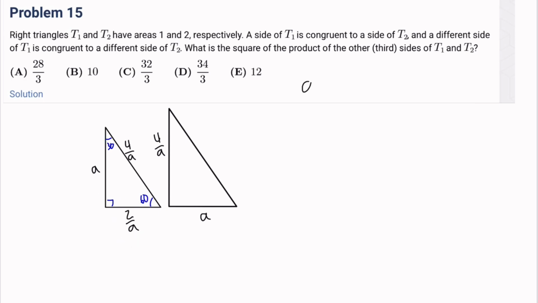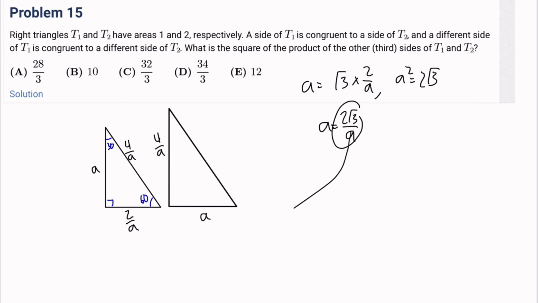So that means A equals root 3 times 2 over A, so A squared equals 2 root 3. And if we put that in there, and since this is also a right triangle, then this to this ratio is 2 root 3 to 4, right? And by the Pythagorean theorem, if this is 4 and this is 2 root 3, then this value must be 2 root 7, right?